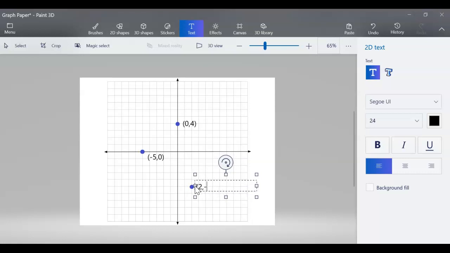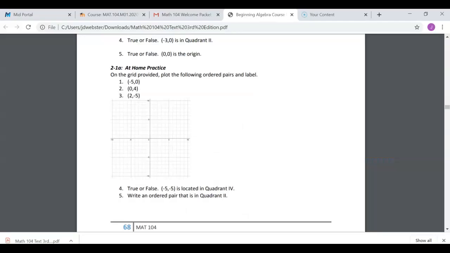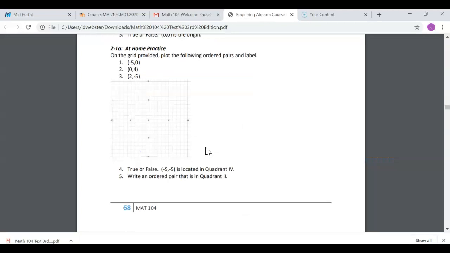(2, -5). Like I said, in terms of actual questions on the test, you may be asked to either plot the point, like plot it where it should go, or to identify it. I'd give you these dots, and you have to say what point this is. Oh, this is (0, 4). Oh, this is (2, -5), etc.